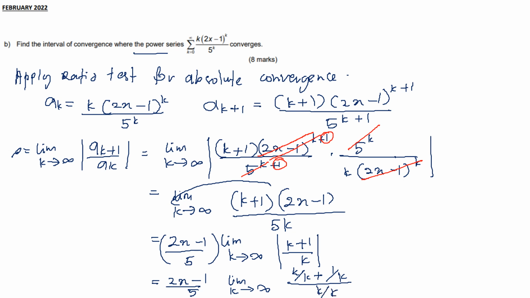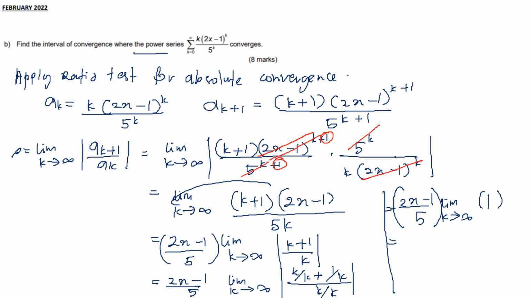Over k, that you will get this one, (2x minus 1)/5, limit k approaching infinity. This one you will get 1, okay, you'll get 1 here. So (2x minus 1)/5 times 1. Next, continue with the ratio test. We get here (2x minus 1)/5 less than 1, so the series is convergent.